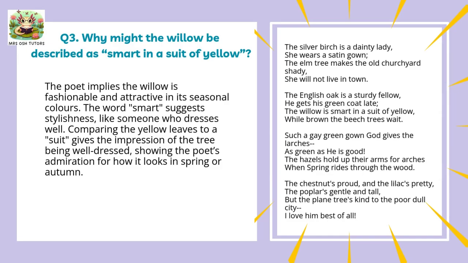The poet implies the willow is fashionable and attractive in its seasonal colours. The word smart suggests stylishness, like someone who dresses well. Comparing the yellow leaves to a suit gives the impression of the tree being well dressed, showing the poet's admiration for how it looks in spring or autumn.